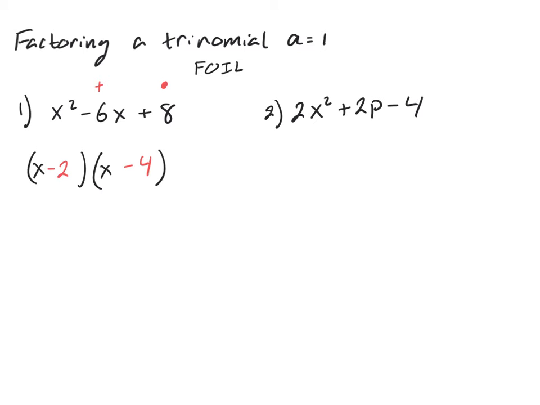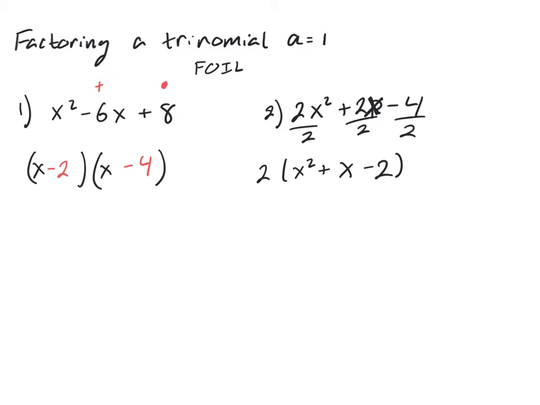So we cannot forget about that good old greatest common factor. If I look at the next one, I can see that all of these terms are divisible by 2. So I do want to factor out that GCF first before I worry about anything else. So I'm going to divide each of these terms by 2. My GCF goes out front, left with x squared plus, I don't know why I wrote a p there, it should be an x, plus x minus 2.